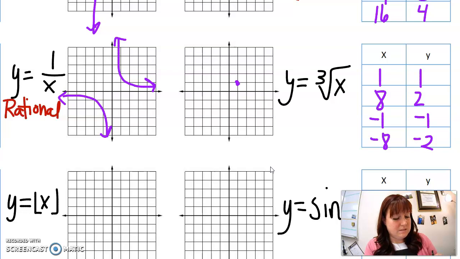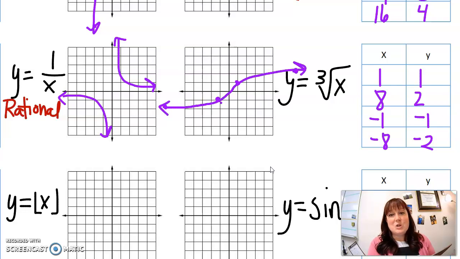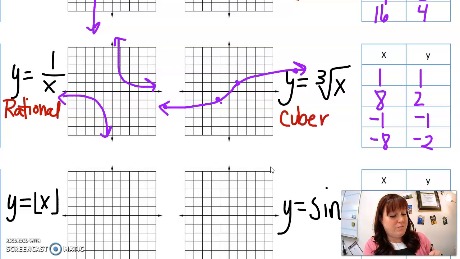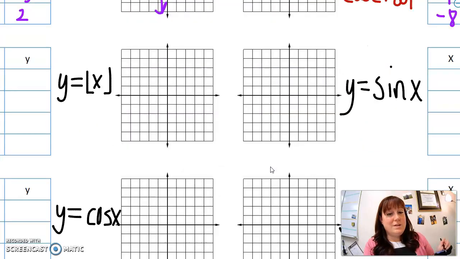So we have this -1. Oh, sorry, that's not the right point. And then 8, which is over here. And then -8, which is over here. So we've got that little loop-de-loop thingy. You notice that it's the cube root, or the cubic function, just on its side. So this is the cube root function. All right, this one is called the greatest integer function.